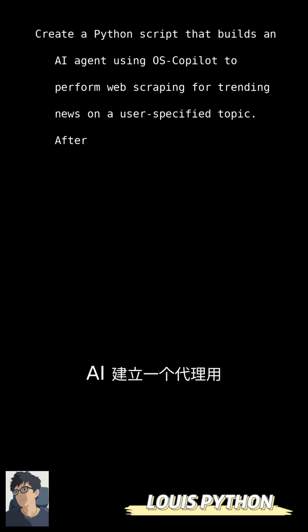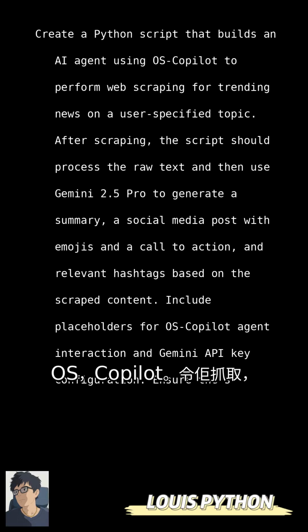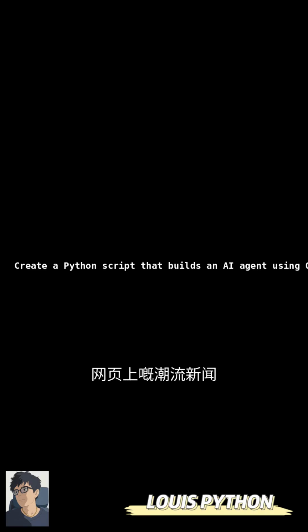We told our AI, build an agent using OS-Copilot. Make it scrape the web for trending news, then use Gemini to generate a summary, a social media post, and hashtags.